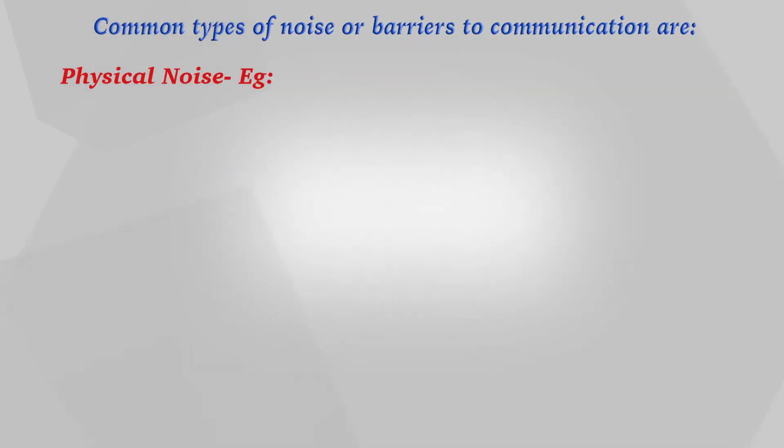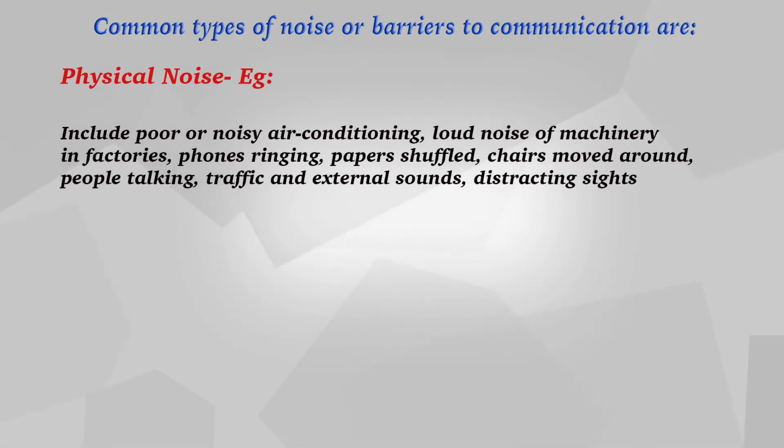First is the physical noise. So what are the examples of physical noise? Physical noise may include poor or noisy air conditioning, loud noise of machinery in factories or industries. Then there are phone calls which are ringing, there is shuffling of papers, then there is a lot of movement of chairs around in the room or somewhere else, then people talking, then there is a lot of traffic and external sounds, distracting sights. So these all come under the category of physical noise.